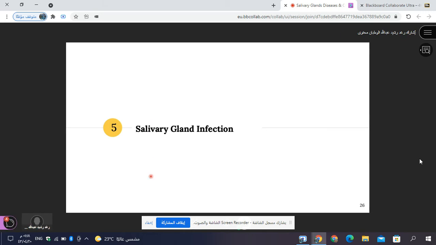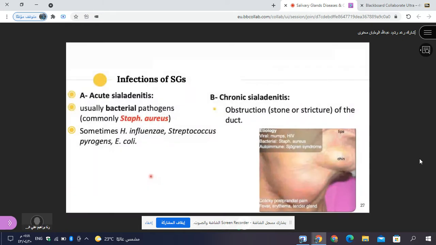Okay, thank you, Ragad. I am Rena, and today we are going to talk about infection, stone, and tumor of the salivary gland. Okay, now let's start with the salivary gland infection. They are divided into 2 groups, acute or chronic.